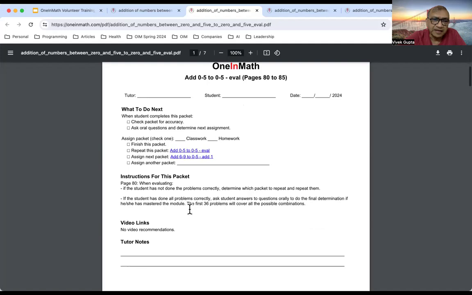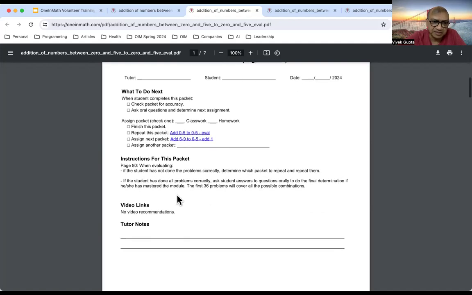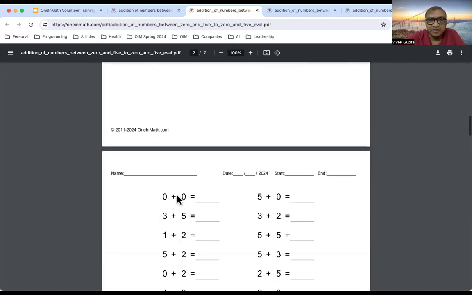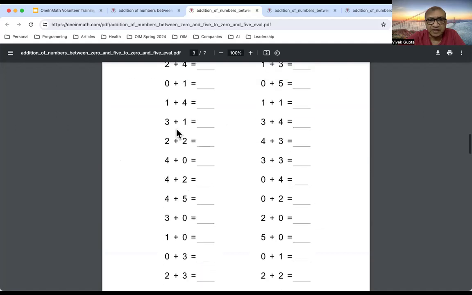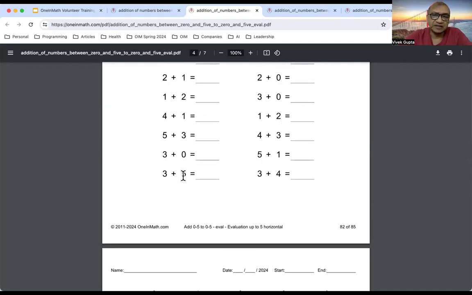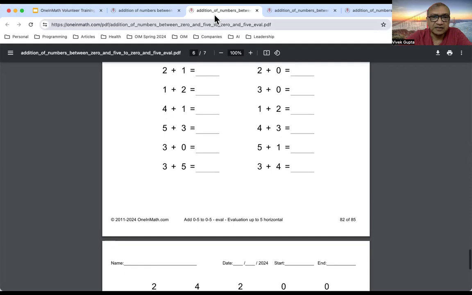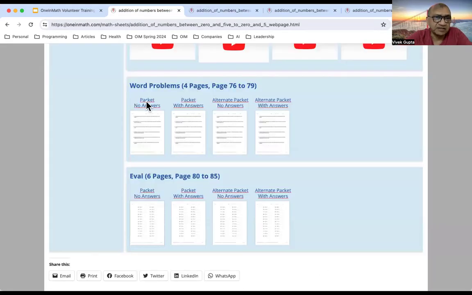But the patterns are exactly the same, right? All packets look very similar. But here, because it's an eval packet, that sequential numbering is not there. They're all kind of randomized, but it is trying to test that all the concepts have been understood. So it has doubles here, and facts like 4 plus 3 and 3 plus 4, etc. Okay, so that's how the eval is done. And we'll talk more about the eval a little bit later.